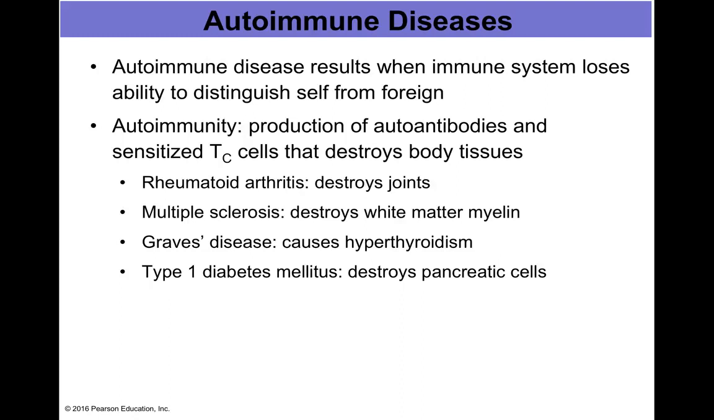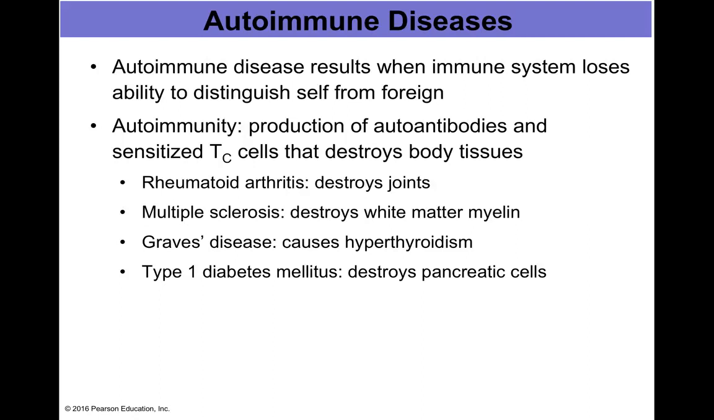Lastly, we had autoimmune disease. In autoimmune disease, your body loses the ability to distinguish between your own cells and cells that are considered foreign. So in many cases, it starts to identify your own cells as foreign and mark them for destruction.